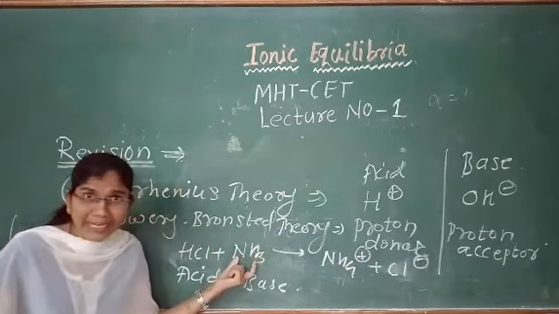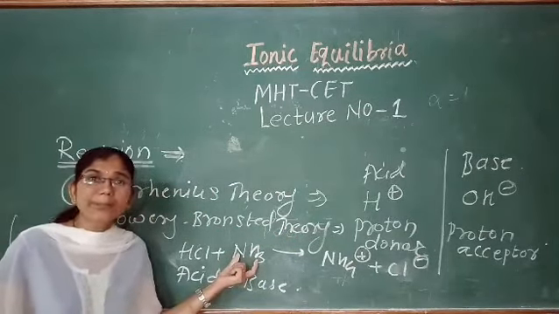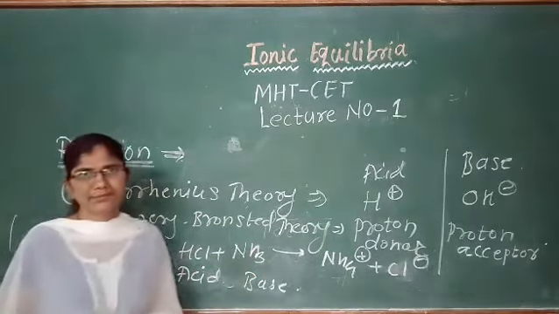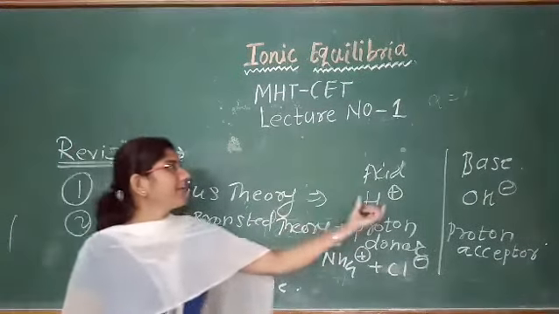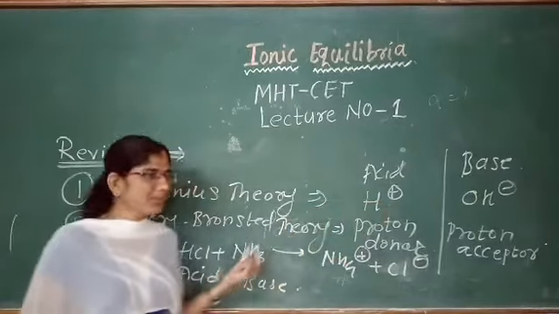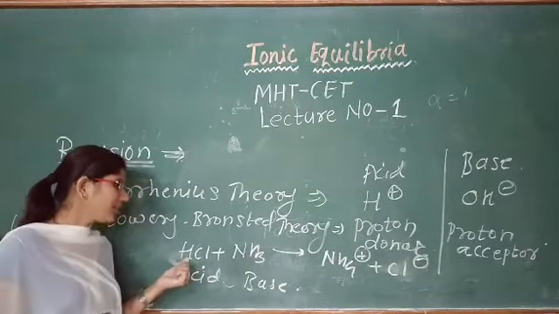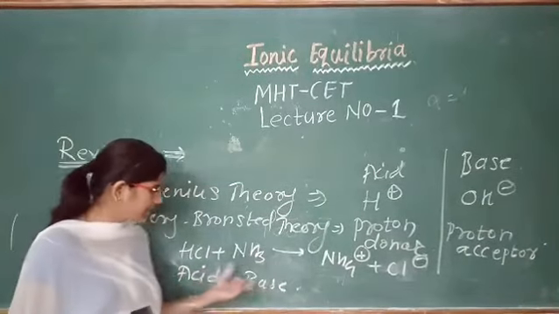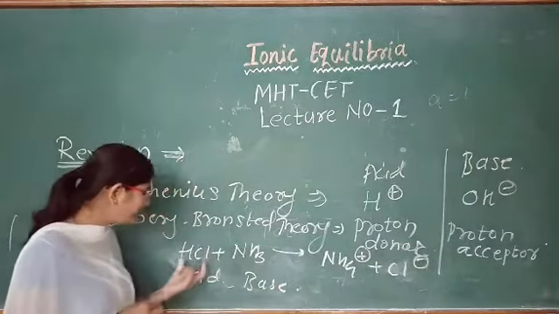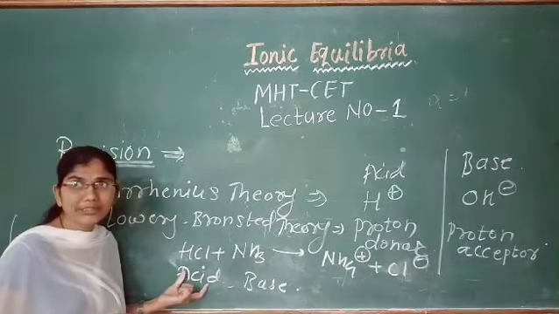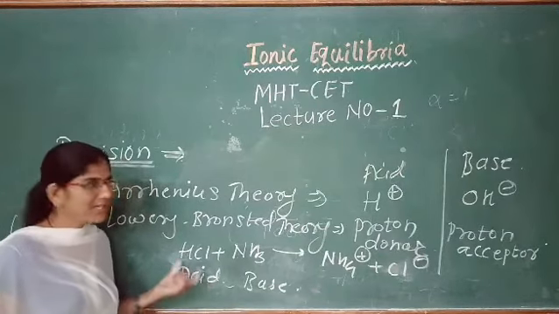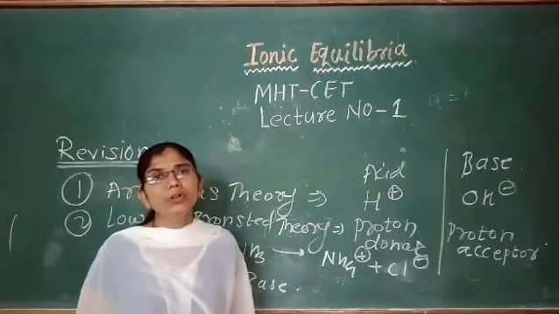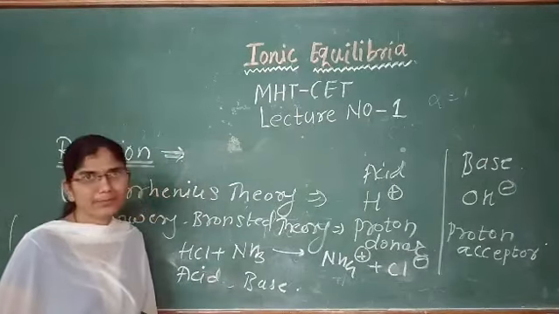theory, although it does not have the OH minus group, NH3 is a base because it is a proton acceptor from the acid. HCl is an acid according to the Arrhenius theory because it produces H plus ions and donates a proton. Proton means the hydrogen ion. So this is the proton donor, this is the proton acceptor, and this is the acid according to the Arrhenius theory as well as the Lowry and Bronsted theory.